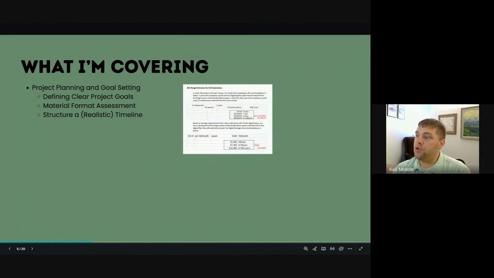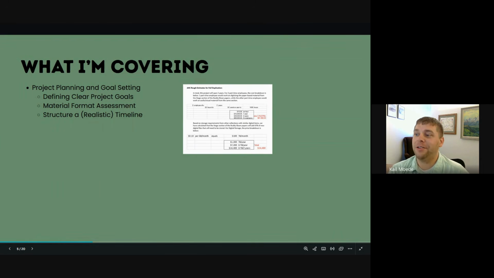Again, I'm covering a few different things. It'll be project planning and goal setting. So just kind of that first step of you have money, you have resources, you have a collection that needs to be digitized. So how do you go about planning out what that'll look like, and planning for the future, doing some material format assessment. What does the collection look like? What is the material? What does the material look like? Is it in good condition? Is it in bad condition? Those sorts of things. And then structuring a realistic timeline.